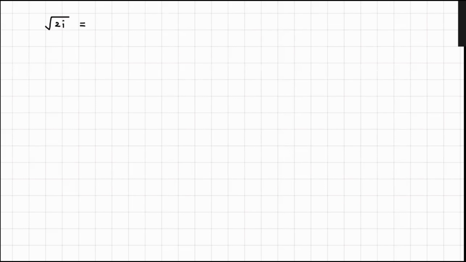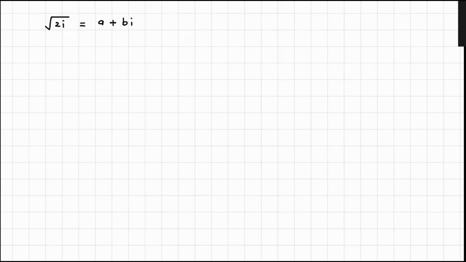The format of the complex number is a plus bi. So I'm going to put the square root of 2i equals a plus bi. Everybody knows what i is, right? i is a complex number. Once we get the a and b, that means we already managed to get an answer. That is the procedure.